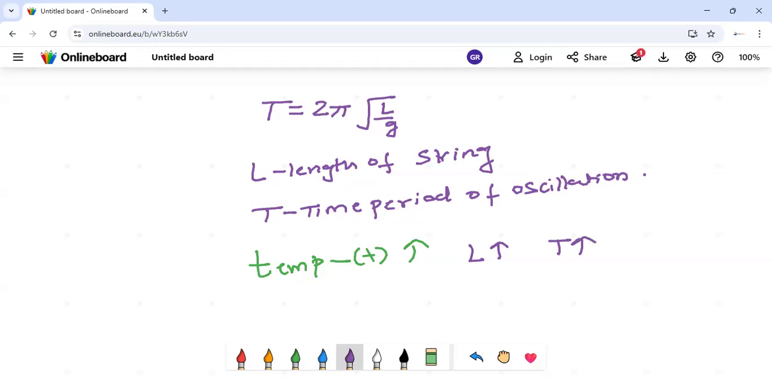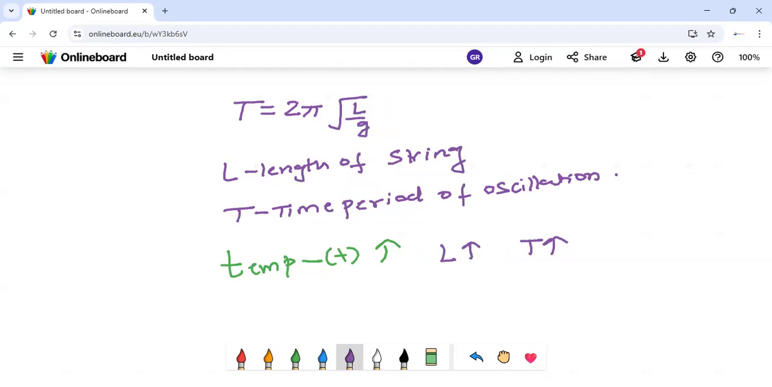Now, if the time period of oscillation increases, will our pendulum become faster or slower? It will become slower. Obviously, it takes more time to oscillate, so it slows down. Since it becomes slower, it will lose time. Now, let me explain how it will lose time.